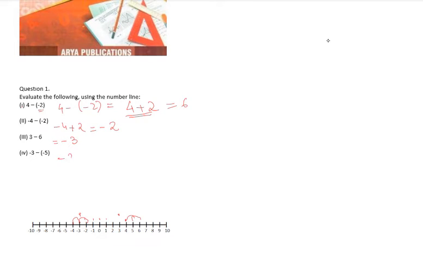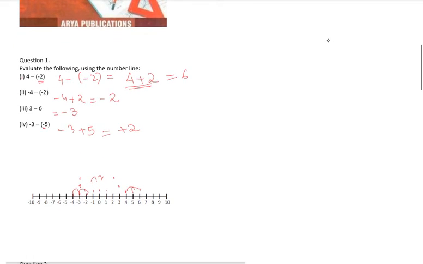Then we have minus 3 minus of minus 5, so that becomes plus 5. The minus sign changes because there's a minus sign outside the bracket. So minus 3 and then plus 5 units. I am at minus 3. 1, 2, 3, 4, 5. So I am at plus 2. Now this was using the number line.